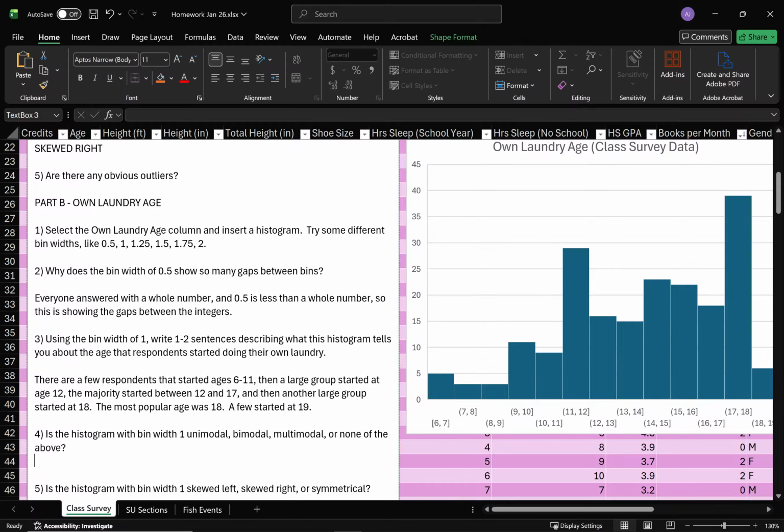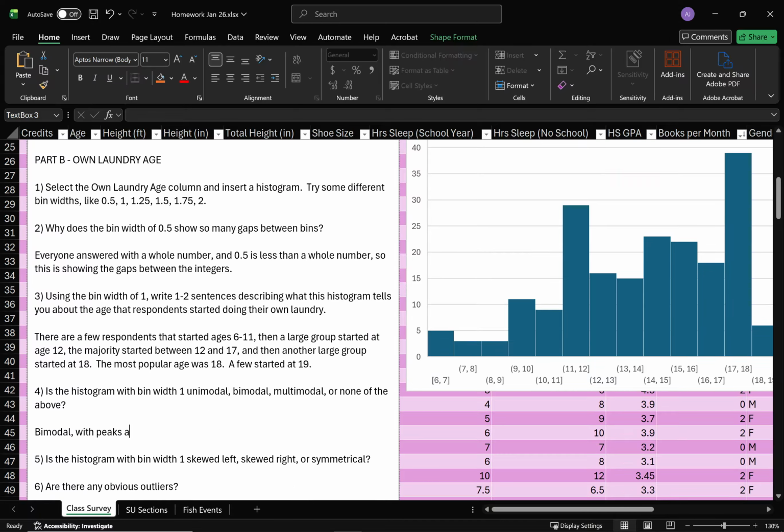Peaks. Oh, it's not letting me type. 12 and 18. Okay, is the histogram with bin width 1 skewed left, skewed right, or symmetrical?